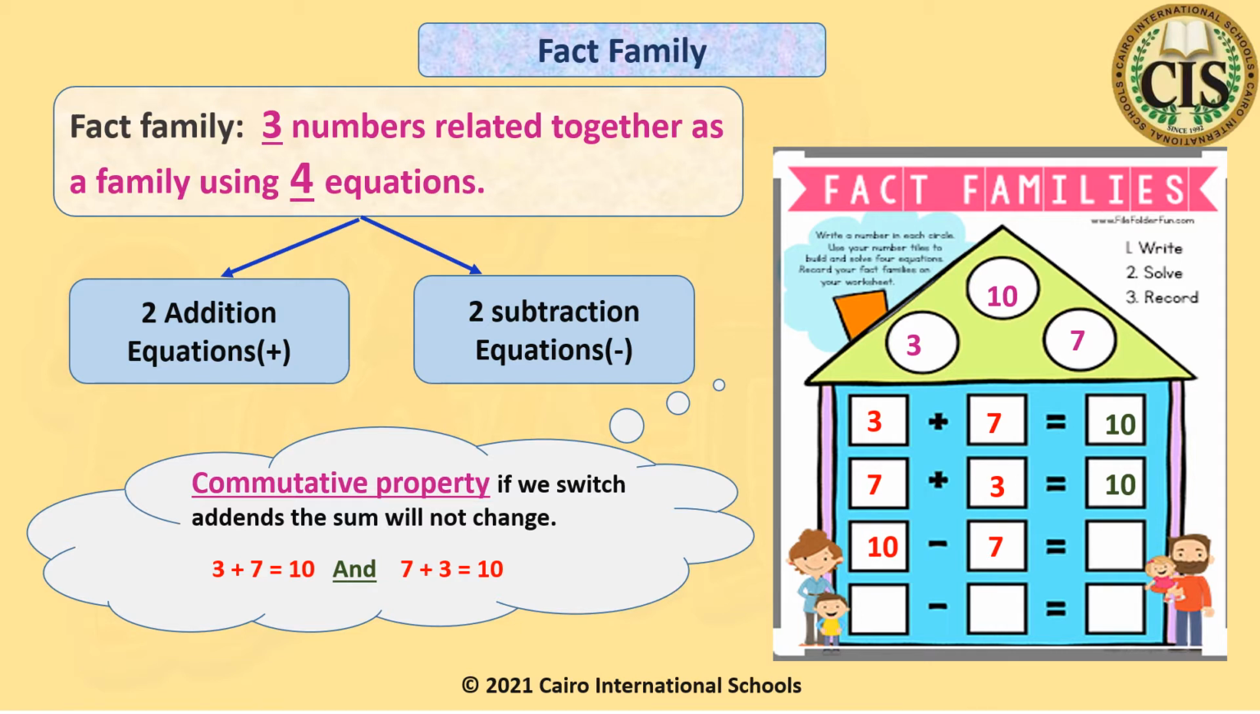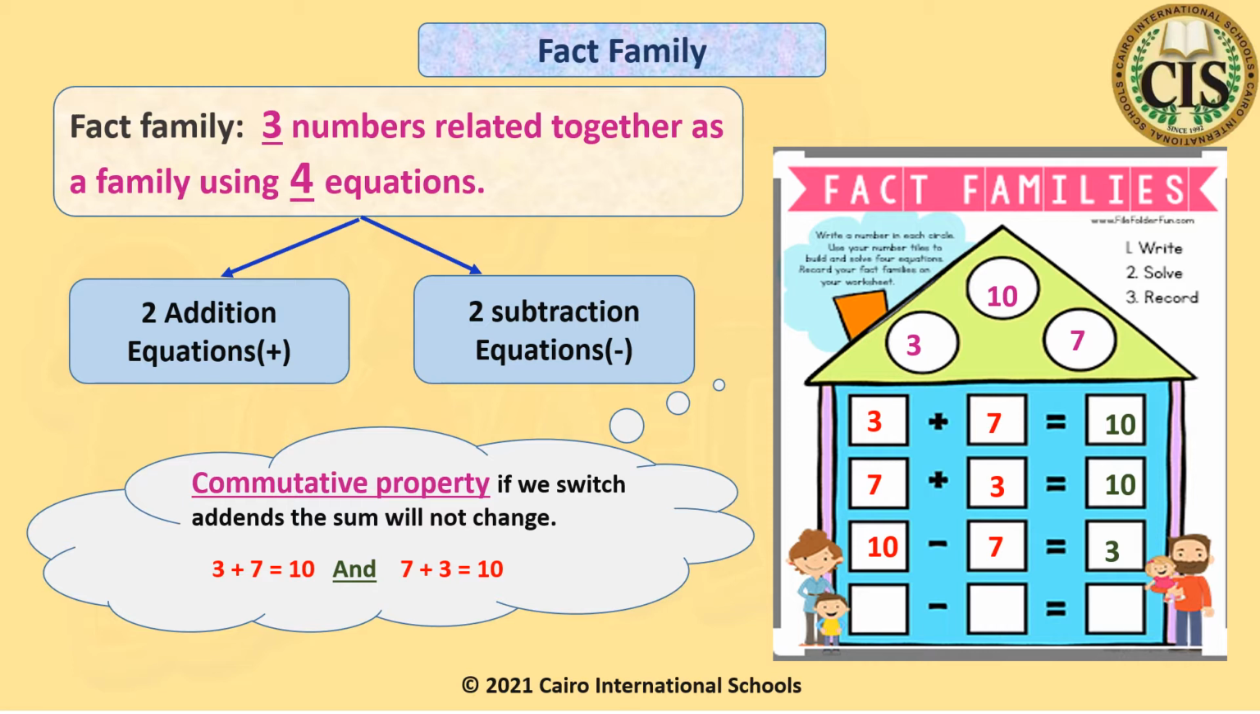One of the fact family numbers. 10 minus 7 equals what? Count from small to big. After 7, 8, 9, 10. Yeah, it equals 3. The third number. So 10 minus 7 equals the third number, which is 3.